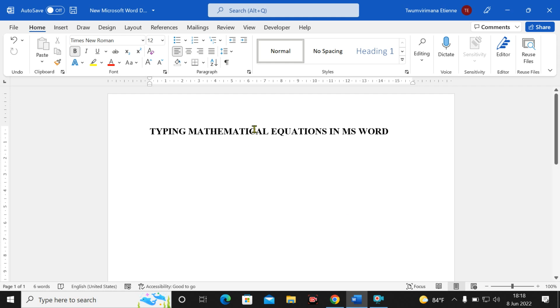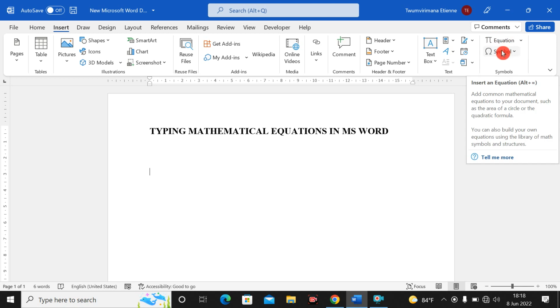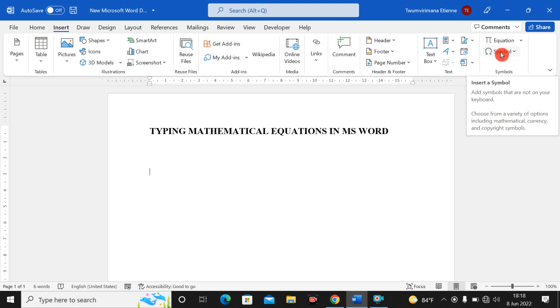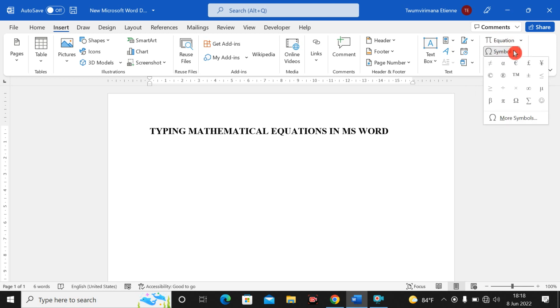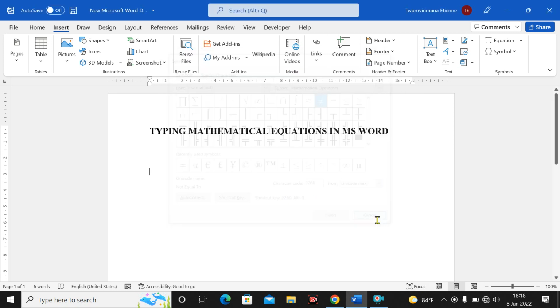To type equations in Microsoft Word, we just go to Insert. You go to the Insert tab, and here in the right corner there is the Symbols group where we have Equation and Symbols. Down here we have symbols. You see there are many different symbols. You can even click More to see more different symbols, but we just need equations.